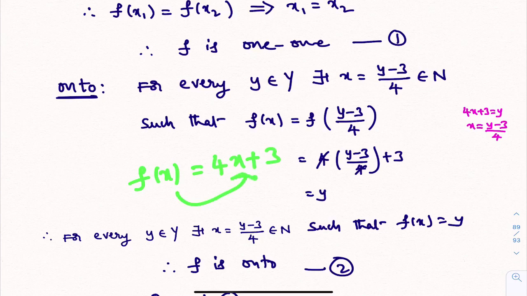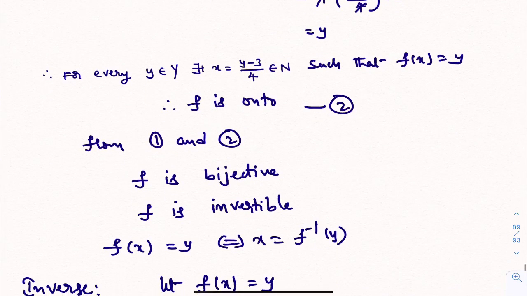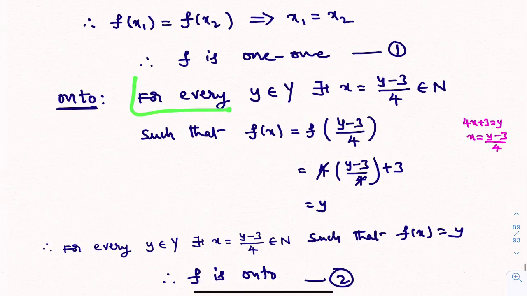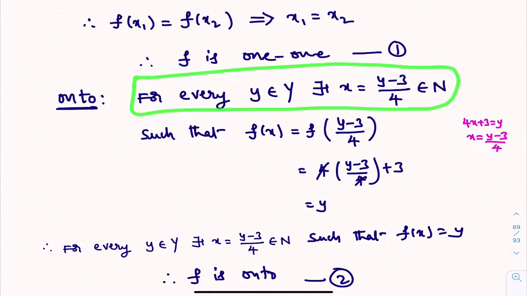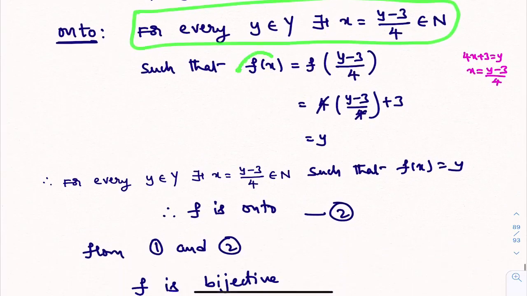Now, in place of x, you just write (y minus 3) divided by 4. What will you get? 4 into (y minus 3) divided by 4, plus 3. The 4 will get cancelled. y minus 3 plus 3. Minus 3 plus 3 also will get cancelled. You will get y. I hope you are understanding. So what happened here? I proved that for every y belongs to Y, there exists x belongs to N such that f of x equals y.